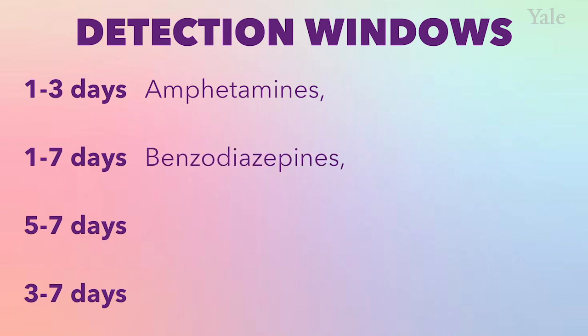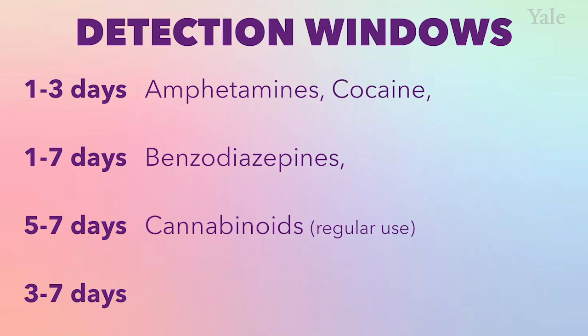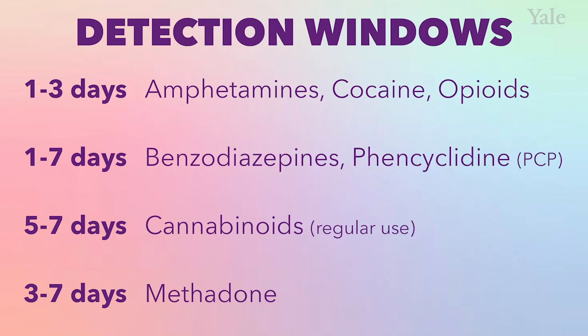benzodiazepines, which can be detected in 1 to 7 days, but this varies by the half-life of the medication; cannabinoids, 5 to 7 days, this is with moderate use; cocaine, 1 to 3 days; methadone, 3 to 7 days; opioids, 1 to 3 days; phencyclidine or PCP, 1 to 7 days. Other basic drugs of abuse screens can be included but vary by medical or lab facility.